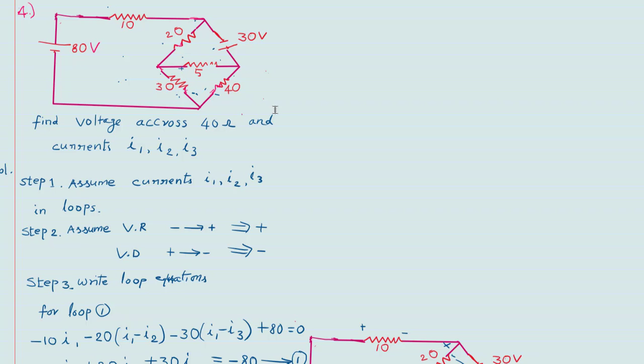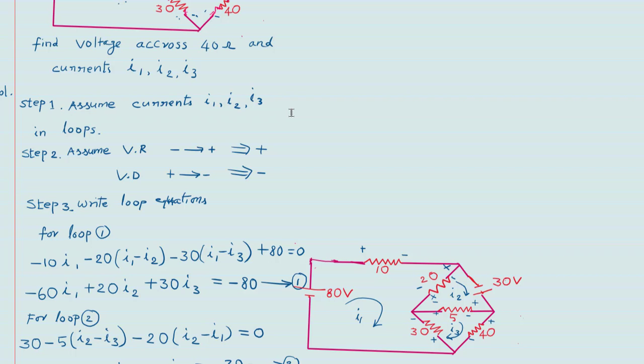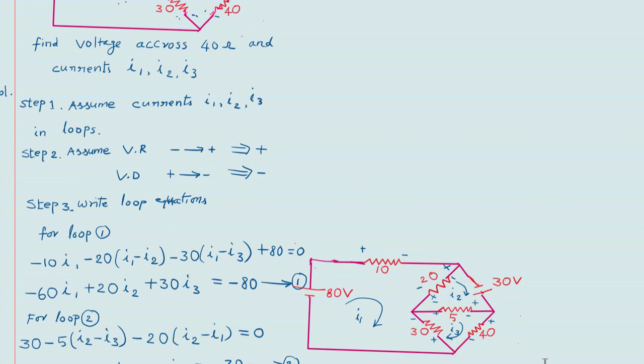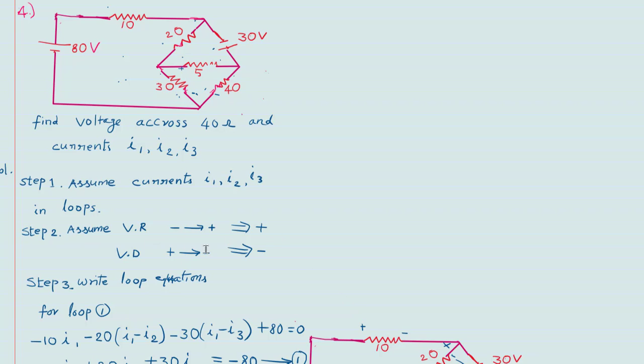So to get that, what we have to do is identify what are the loops, and then assign the currents for each loop, and then give the polarity for voltage across each element by following some rule. So that rule is like this. In the assumed current direction, for a passive element, if the current enters the passive element, we treat that as positive terminal, leaving the passive element as negative.